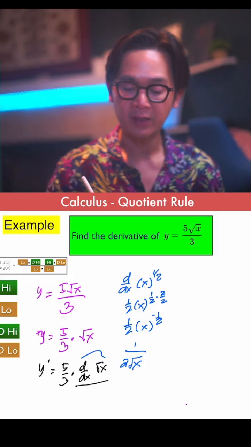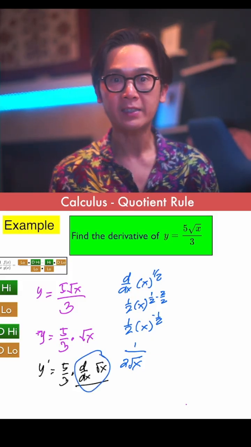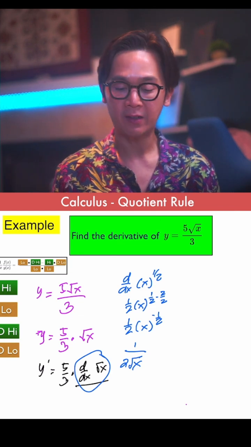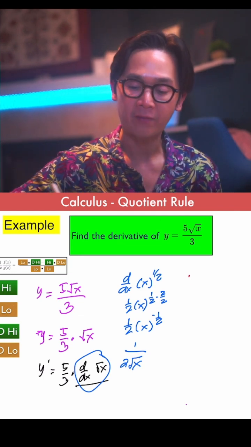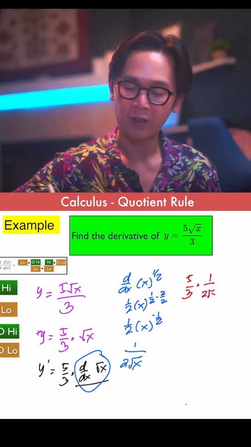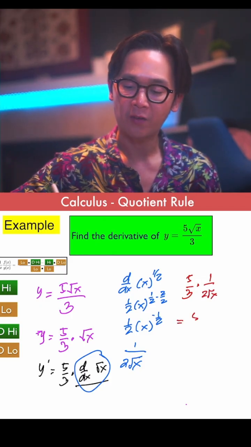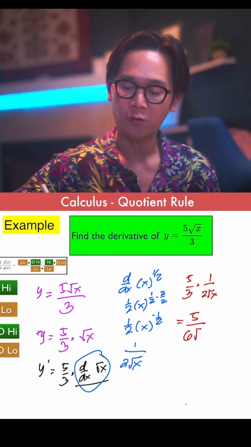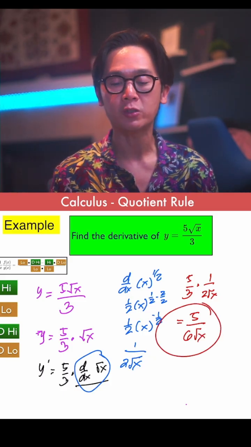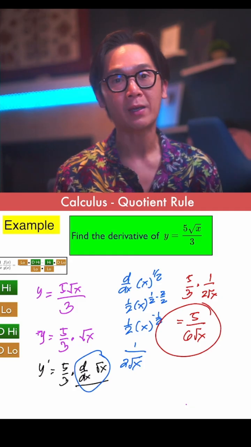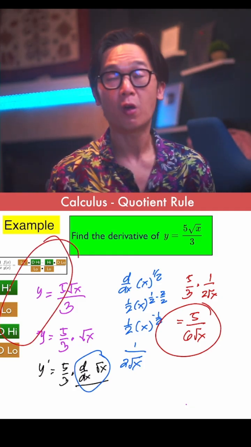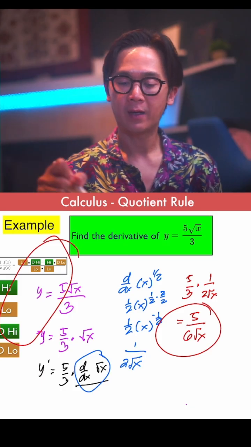So this is now the derivative of square root of x, and all we have to do is multiply our derivative to 5 over 3. So we'll have 5 over 3 times 1 all over 2 square root of x, which will give us 5 all over 6 square root of x. And this is now the derivative of our function, and we're able to differentiate y using the power rule without resorting to the derivative rule or the quotient rule for y.